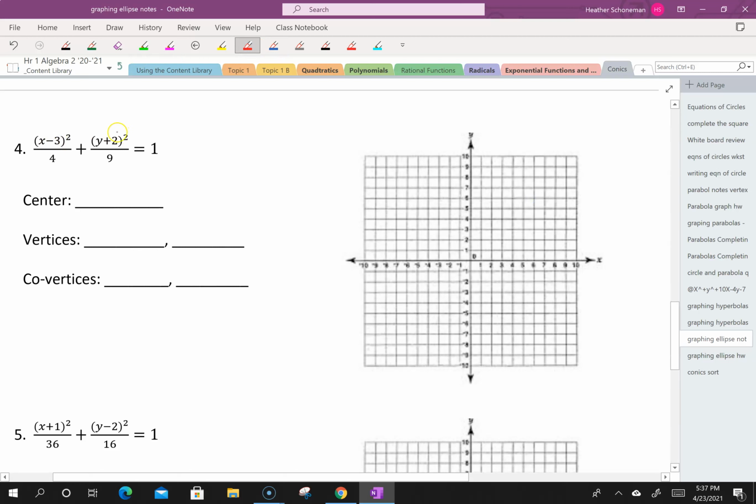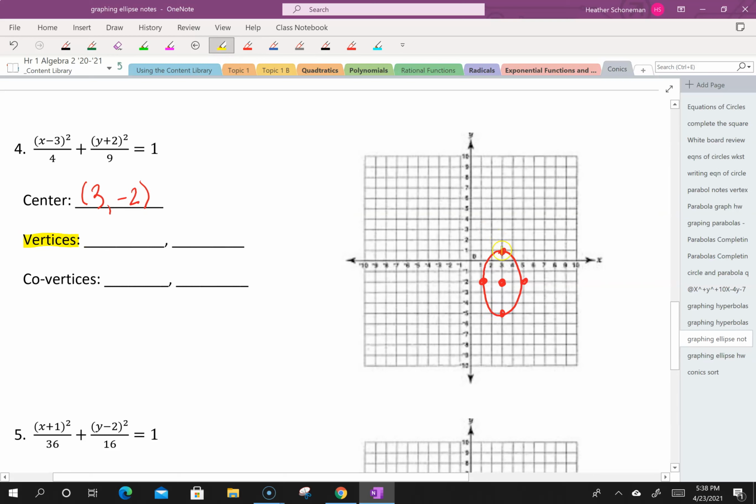This time, it's the opposite of what's in the parentheses, so it's going to be positive 3, negative 2. So I'm going to go to positive 3, negative 2, which is right here. And now I'm going to find the points, because under the x is the 4, and the square root of 4 is 2. So for the x, I'm going to go right and left 2. For the y, under the y is the 9. The square root of 9 is 3, so I'm going to go up and down 3. And then I'm going to make my ellipse.